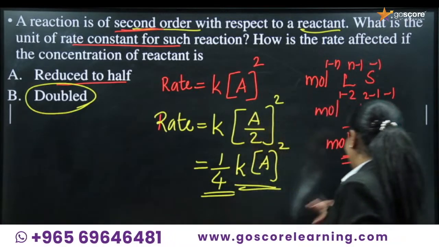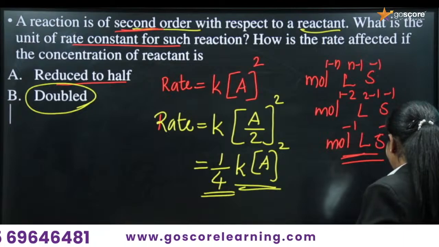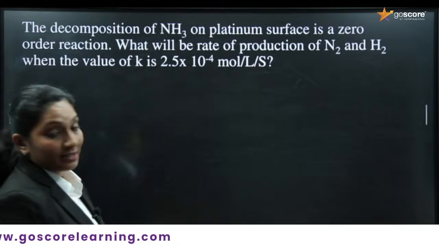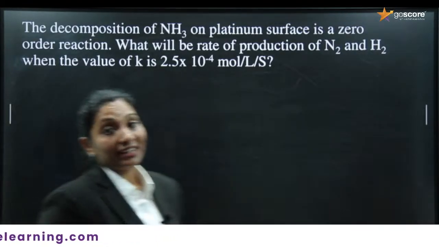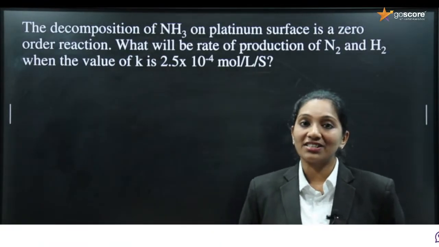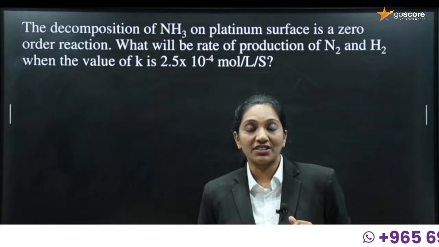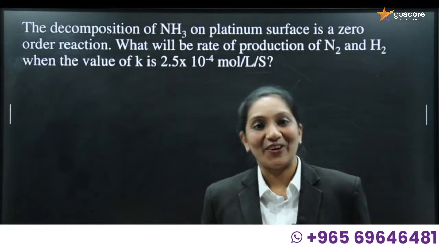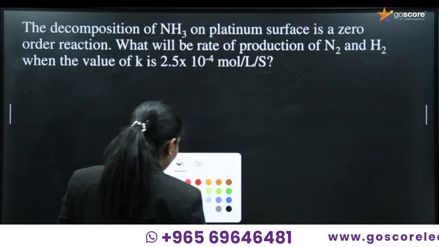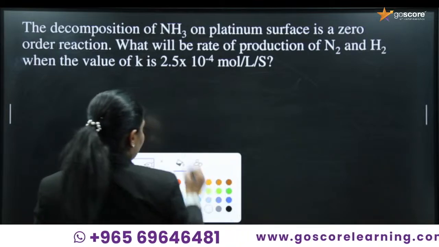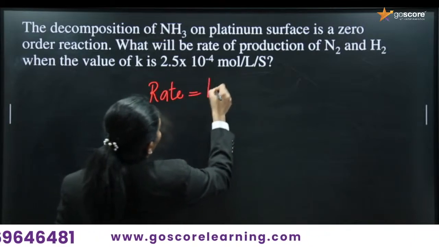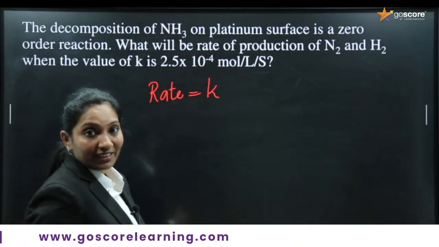Okay? Now, let's see one more question. The decomposition of ammonia on a platinum surface is a zero order reaction. What is a zero order reaction? Zero order reactions are those reactions in which the rate of the reaction is independent of the concentration of reactant, right? So, this is a zero order reaction. That means, what does it indicate? Rate is equal to rate constant, since it is a zero order reaction.